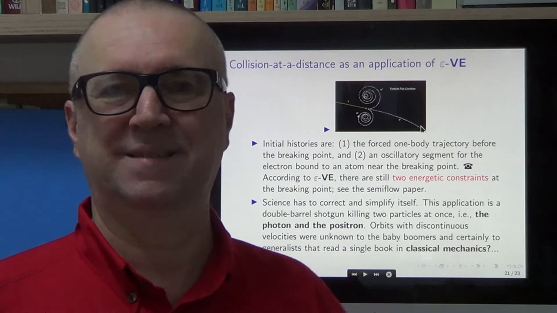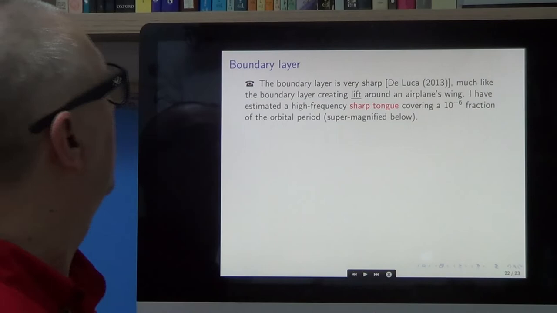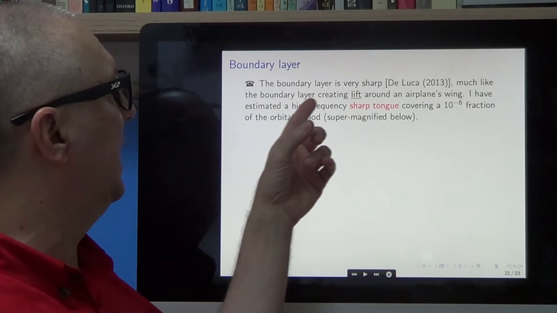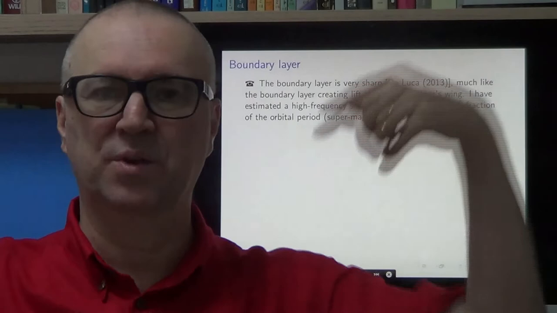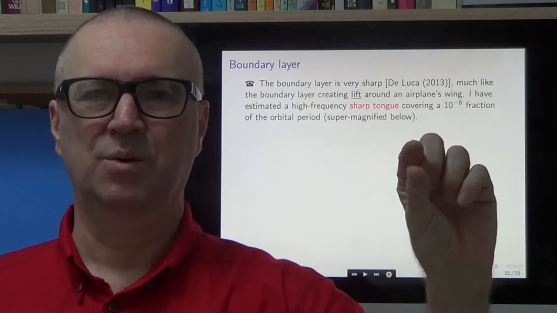Now, let me discuss a bit about boundary layers. The boundary layer is very sharp. For example, in my 2013 paper, I have estimates of the boundary layer. Much like the boundary layer creating lift around an airplane's wing. In the wing of an airplane, to get the lift, you have to have circulation. And actually, the large velocity of the fluid is in the boundary layer, which is one centimeter thick around the wings of the airplane. Everywhere else is small velocity.